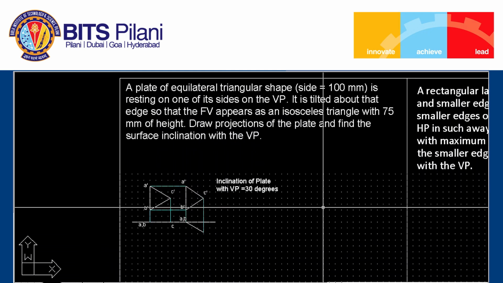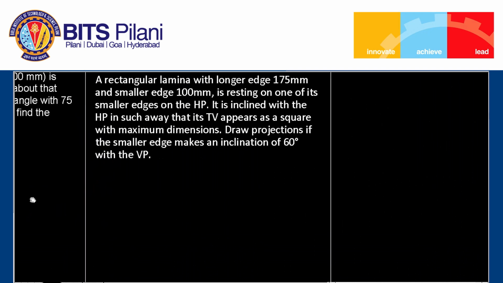Let us see another problem. A rectangular lamina with longer edge 175 millimeter and smaller edge 100 millimeter is resting on one of its smaller edge on vertical plane. It is inclined with the vertical plane in such a way that its top view appears as a square with maximum dimensions. Draw the projections if the smallest edge makes inclination of 60 degrees with vertical plane.